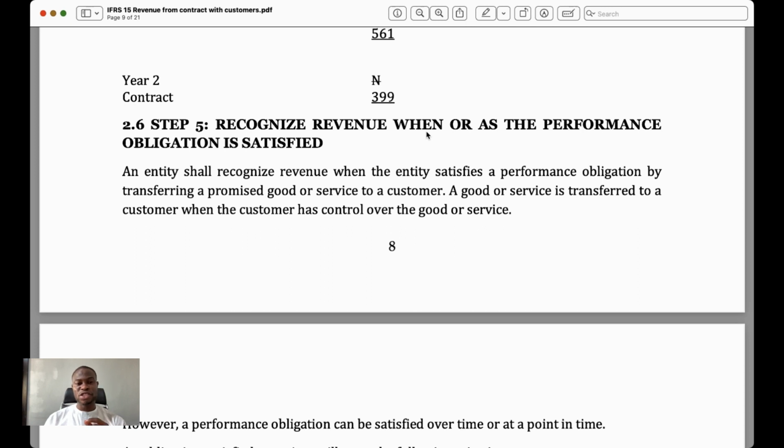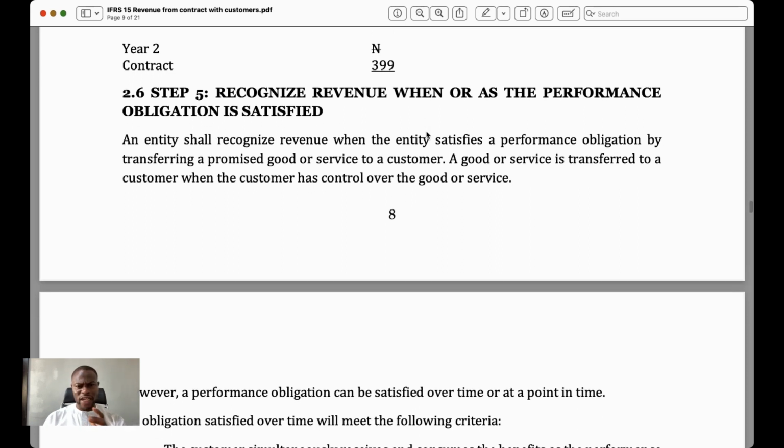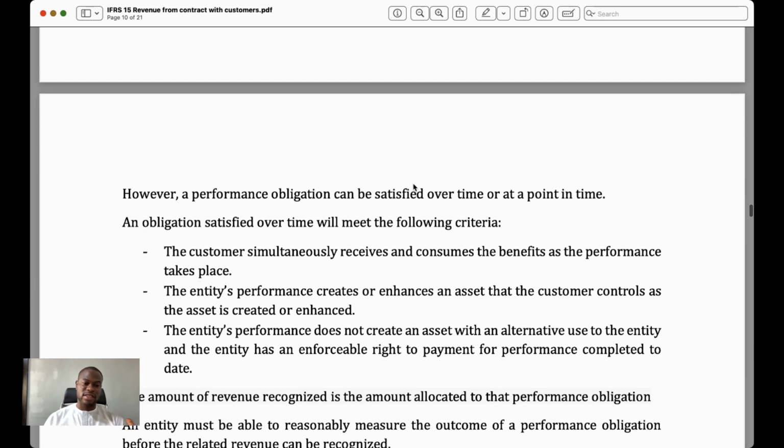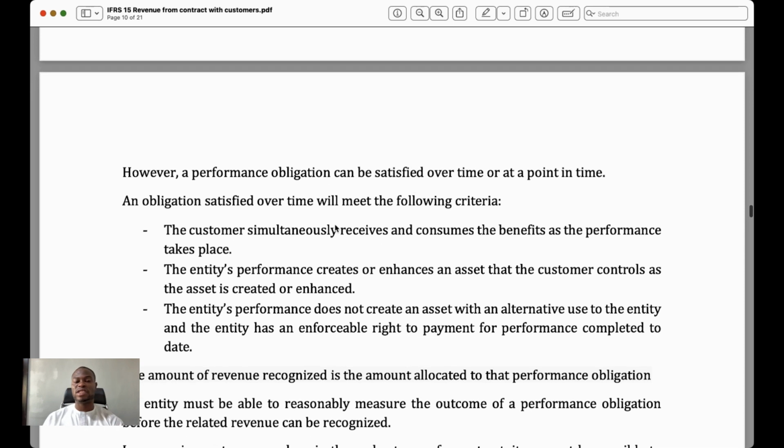However, revenue recognition is either when you are performing the obligation at a point in time or over time. Over time means that it takes you a long time to complete the delivery of the goods, or for the goods to be ready for the customer to benefit from. So, one indicator that an obligation is satisfied over time is that the customer is receiving and consuming the benefit as the performance is taking place.